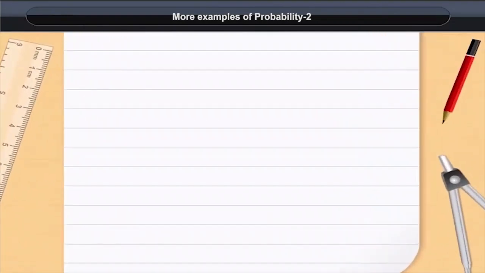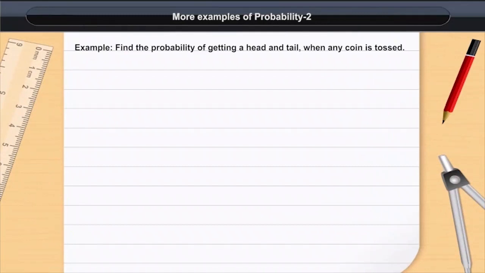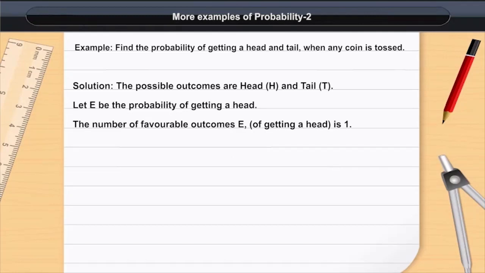More examples of probability. Example 2: Find the probability of getting a head and tail when any coin is tossed. Solution. The possible outcomes are head, H, and tail, T. Let E be the event of getting a head. The number of outcomes favorable to E is 1.